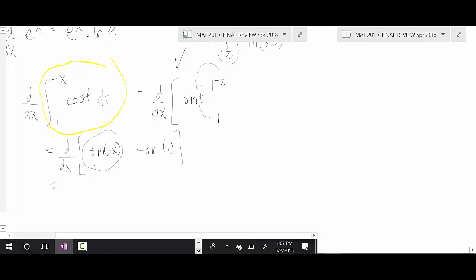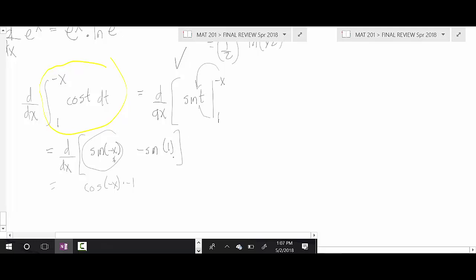No. I like that you had the negative, but I don't like the sine. What's the derivative of sine? Cosine. There you go. So it's cosine of negative x, right? Then what? Times the derivative of what's inside. Like that, right? That's a chain rule.